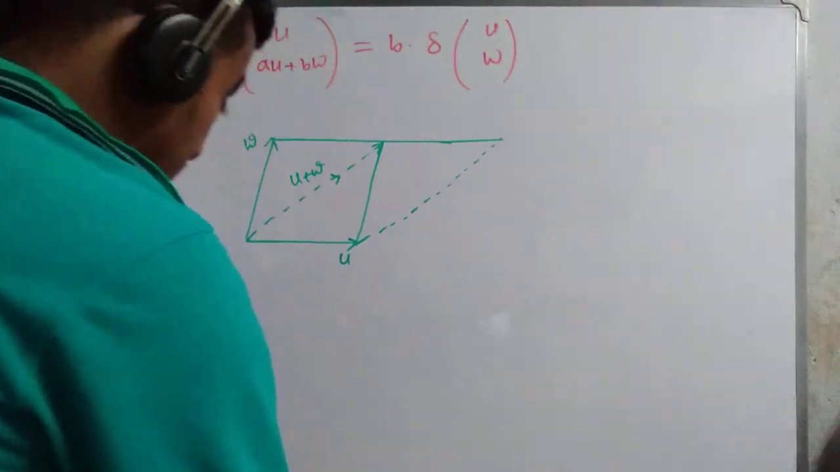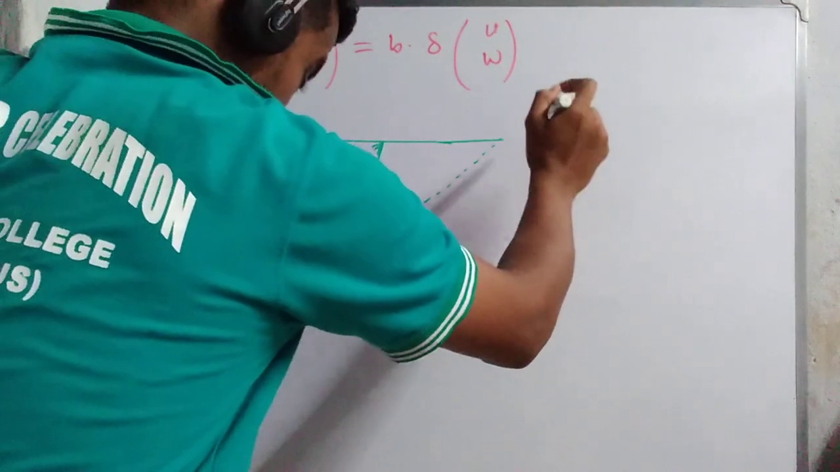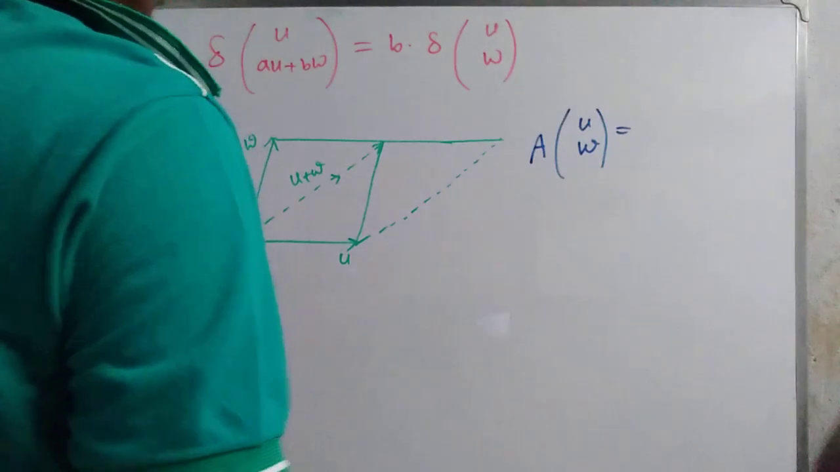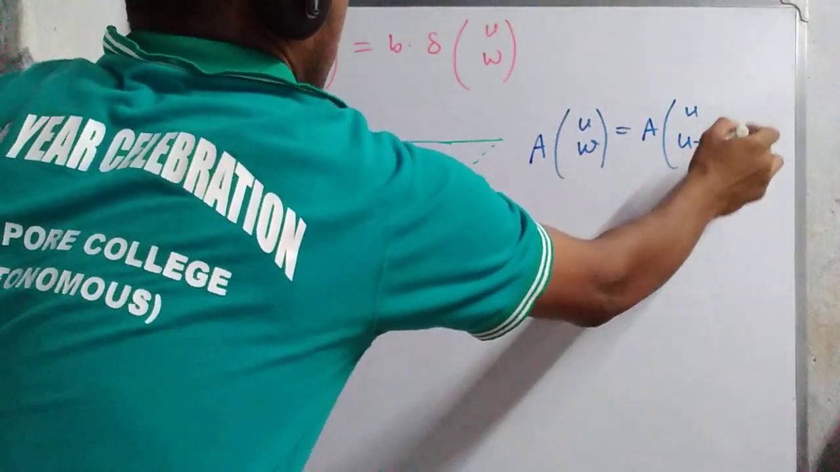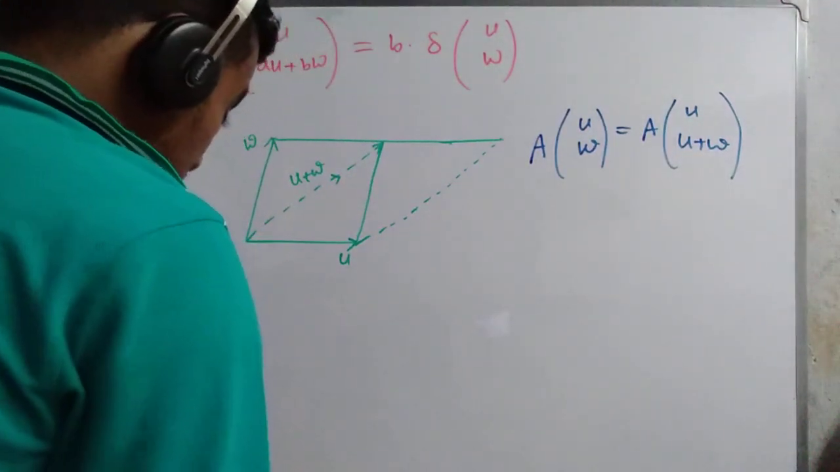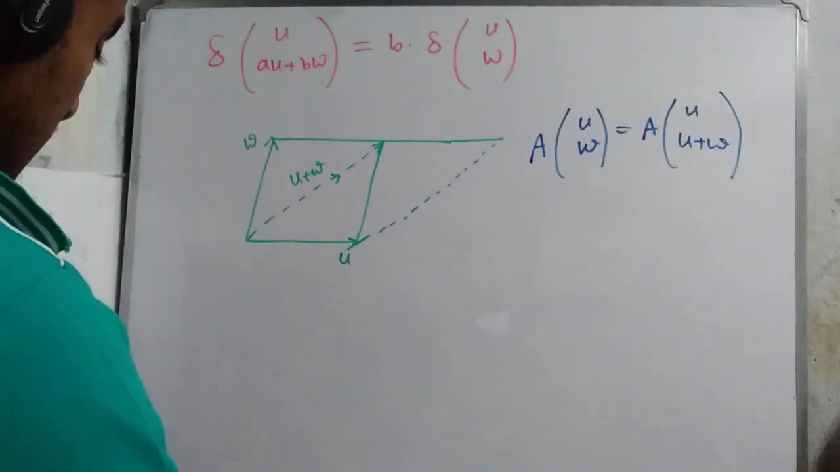Okay, here this one, a u, w equal to a of u plus w. Okay, then we also do this one easily.